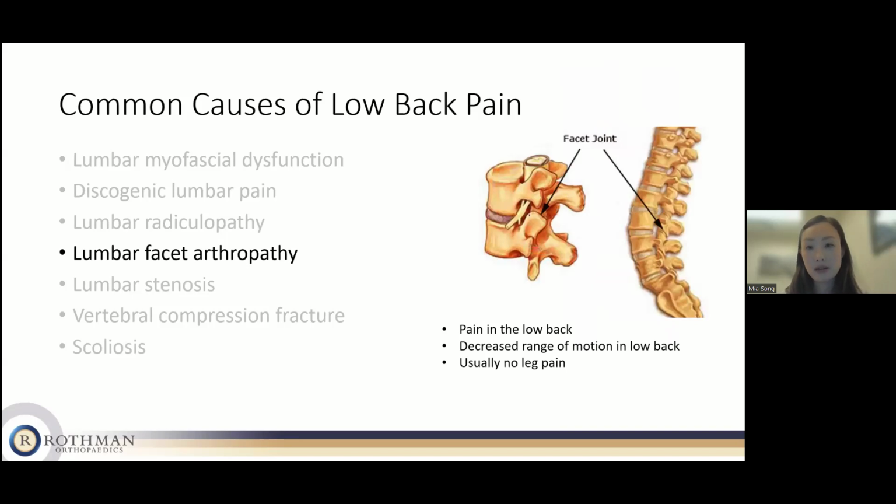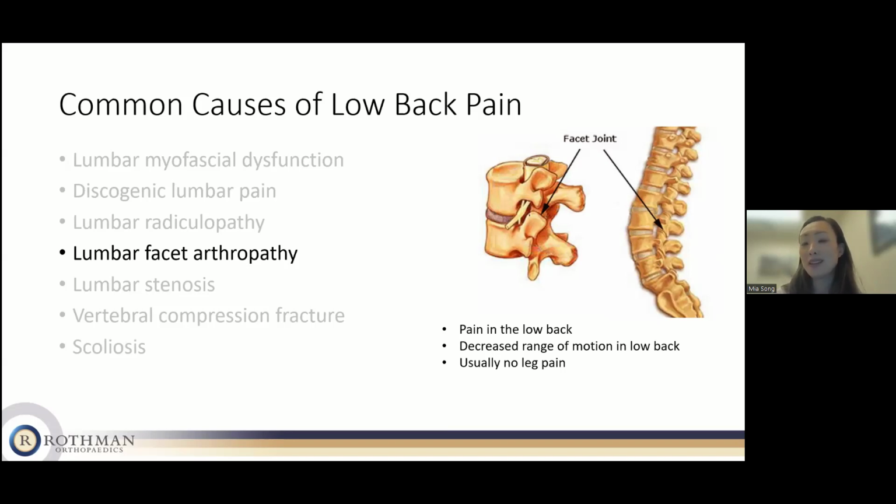Lumbar facet arthropathy is just a fancy word for arthritis in the facet joints. The facet joints are like little knuckle joints in your spine, and the arrows here point to it, but it may be a little hard to visualize. They articulate and move as you move around using your back, doing your normal day-to-day activities. A lot of times people will develop facet joint arthritis as part of the normal aging, wear and tear, degenerative process. And I can see this in patients as early as maybe their early 30s.